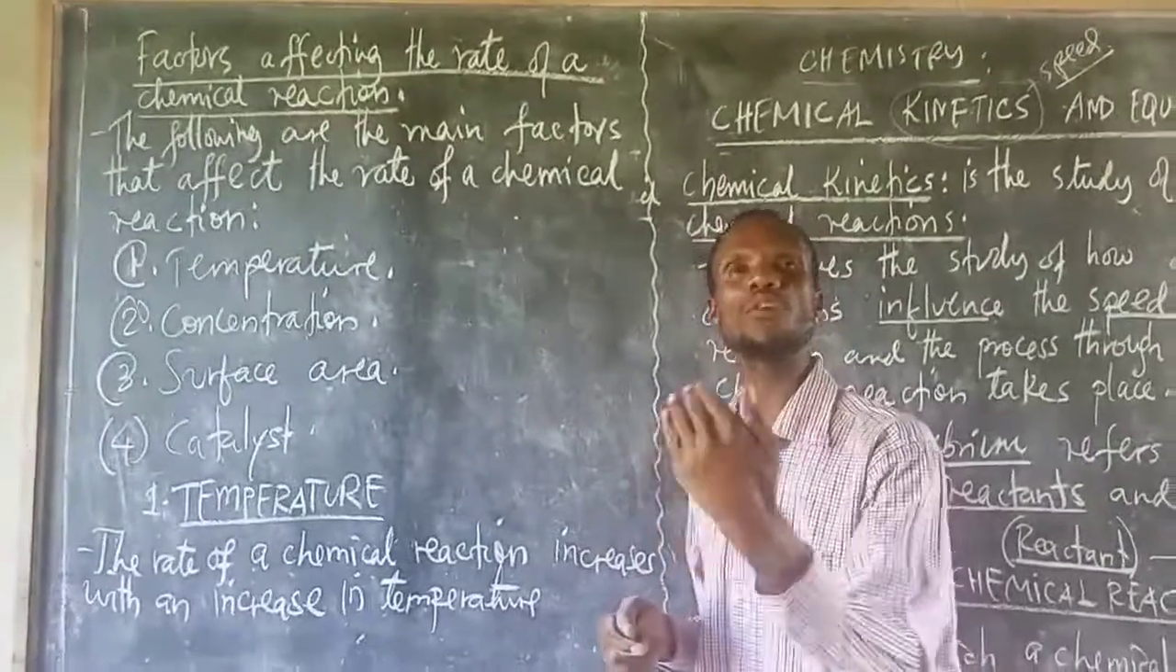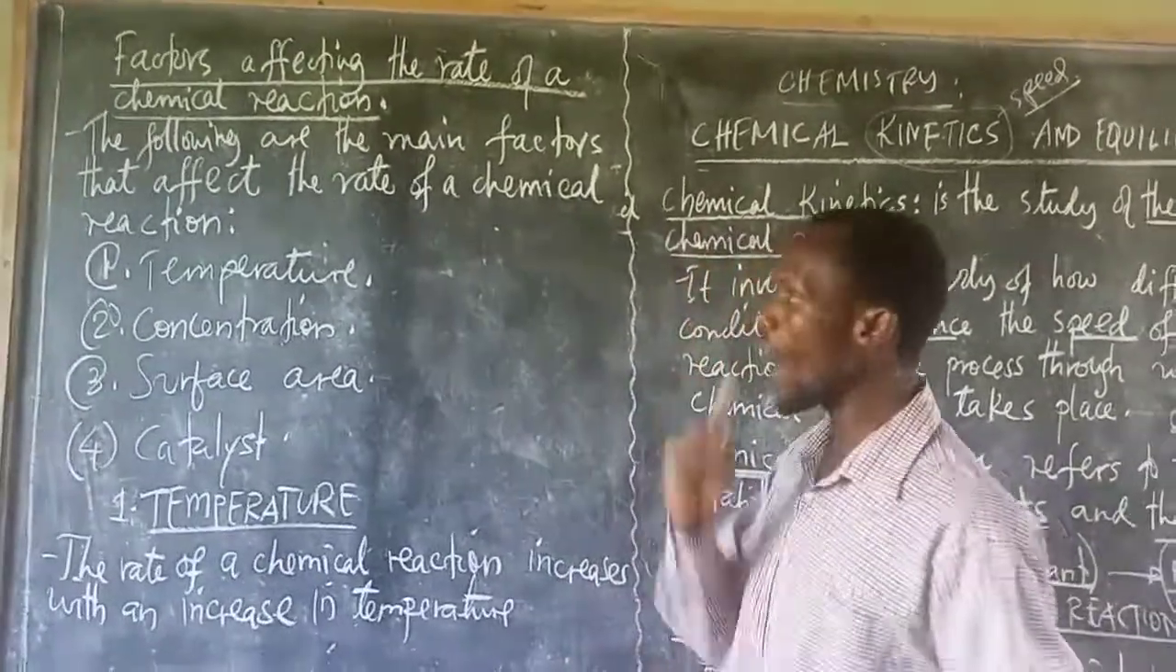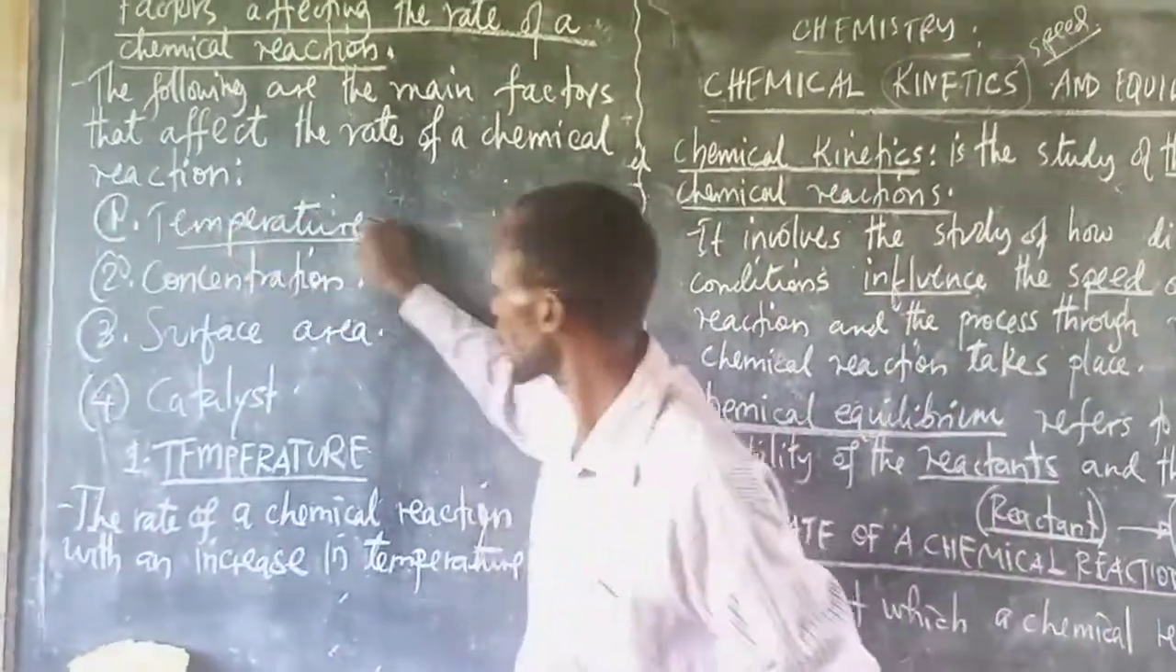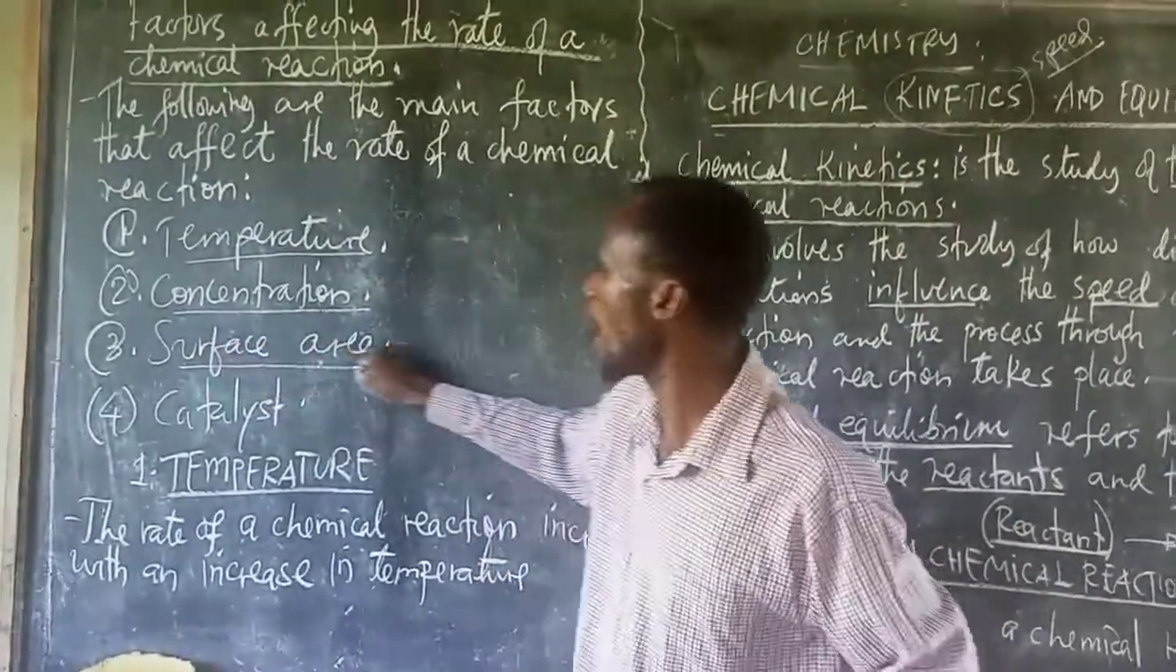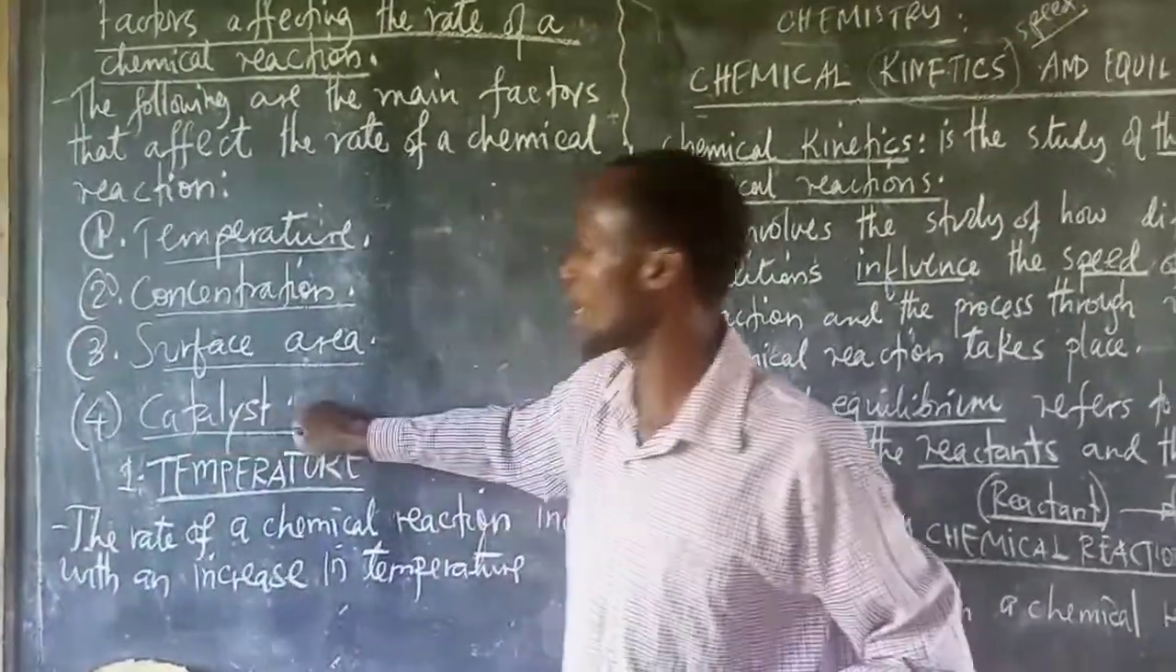I mean the speed of the rate of chemical reactions. The one is called temperature. And the second one is concentration. The third one is surface area. And the fourth one is catalyst.